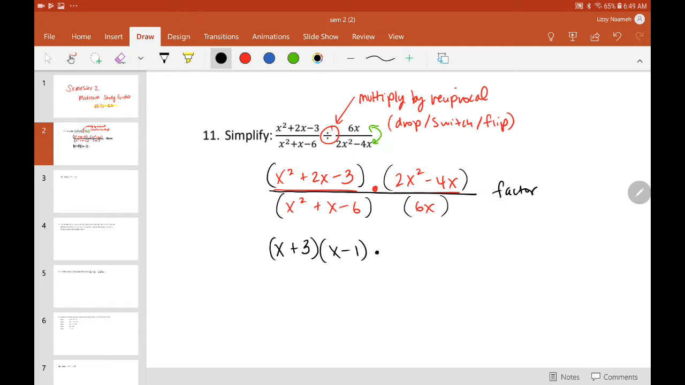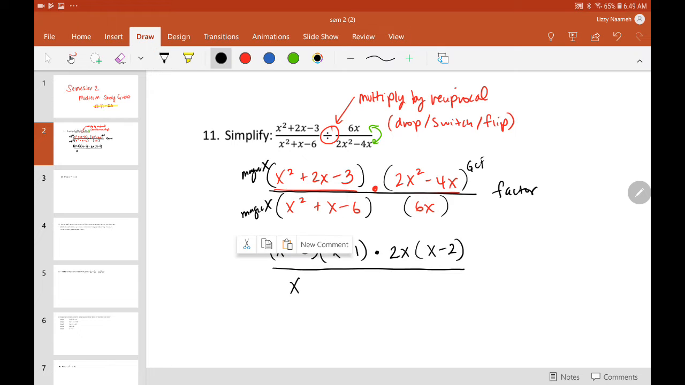On the right side, I'm doing GCF and pulling out 2x, and I'm left with x minus 2. In the denominator on the left side, I'm doing magic x again. This one was GCF. Two numbers that multiply to negative 6 would be 3 and 2, and the way they'll add up to positive 1 is having a positive on the 3 and a minus on the 2. And this guy just stays 6x.